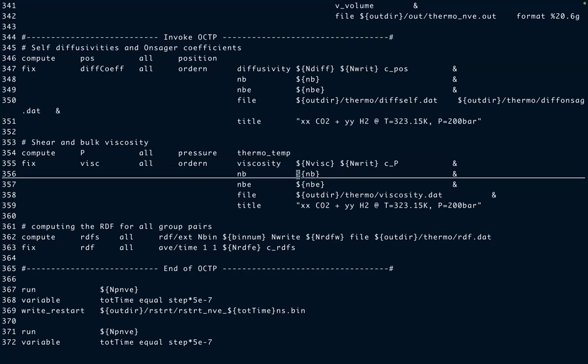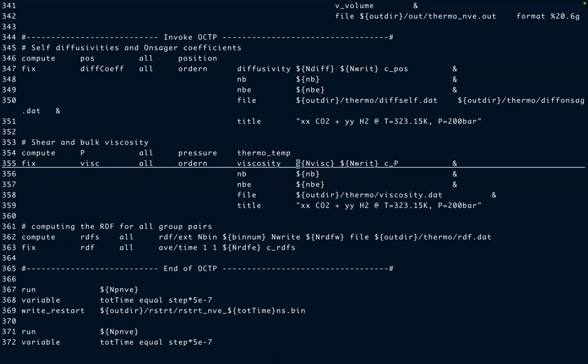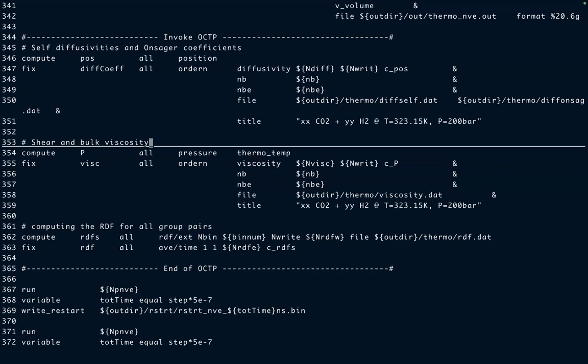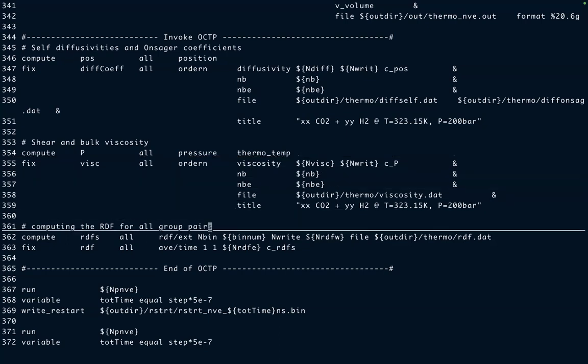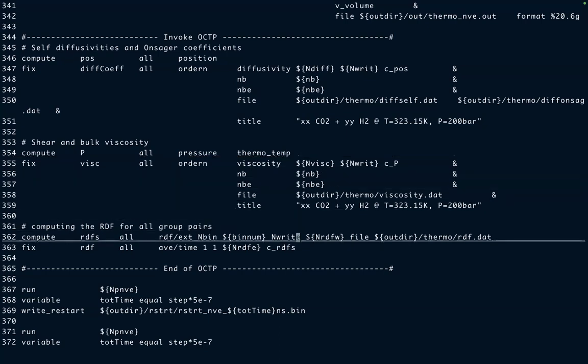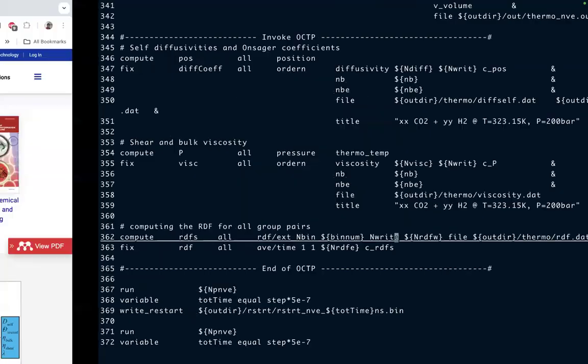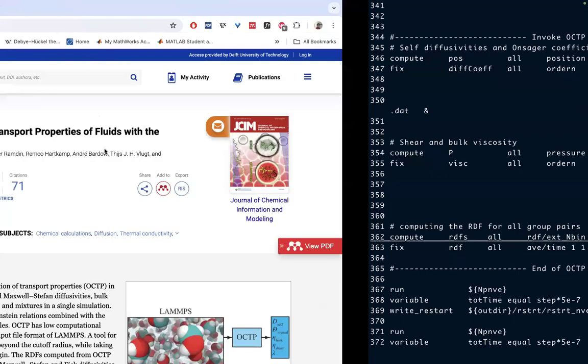For now, I will not concentrate on the calculation of other properties, but it is indeed possible to also calculate the shear viscosity and bulk viscosity as well, since all of these calculations only require cross correlations and correlation functions. It is also possible to calculate the radial distribution functions using the OCTP plugin. But once again, I refrain myself from delving into the details of this calculation. For further details, please refer to this article that I show here.